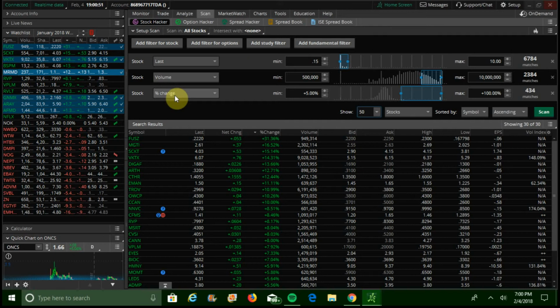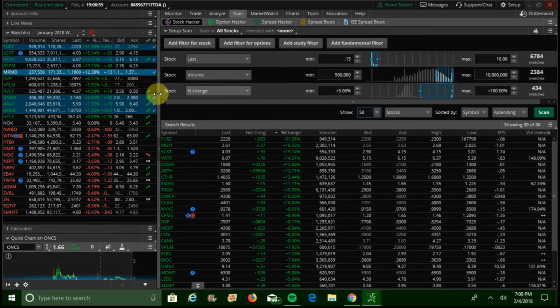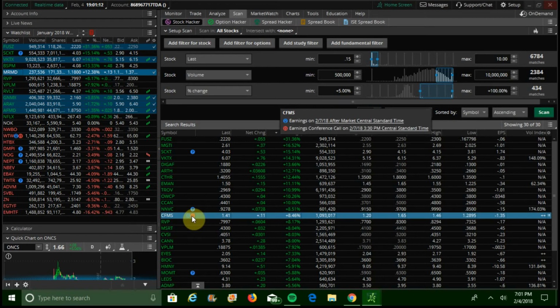So, with all that being said, I have already scanned some stocks. I've looked at some of the ones that are listed in here, and that's the one thing that's very neat about Thinkorswim. It will give you some little icons that let you know if there is a potential earnings report coming up, because we are in the midst of earnings season.